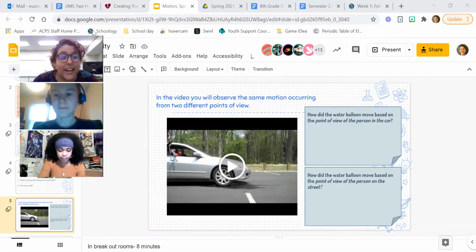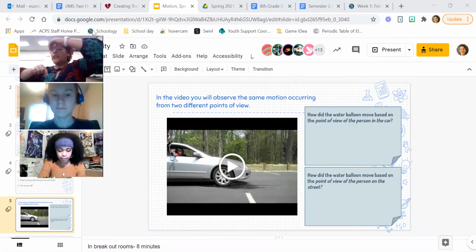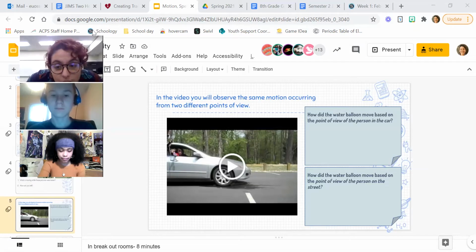Right. Yeah, it looked straight, right? He recorded holding the balloon while the car is moving, and it looked like it was moving straight. But then when you looked at the point of view of the person outside the car, how did the water balloon appear to move?